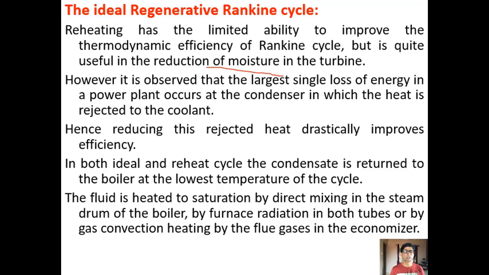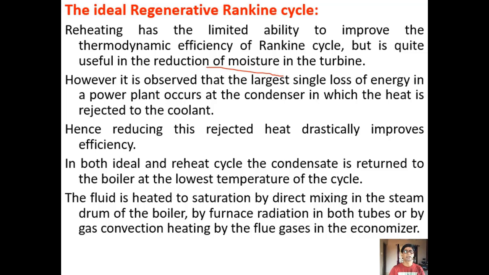However, it is observed that the largest single loss of energy in a power plant occurs in the condenser. You see H6 minus H1 if it is a reheat cycle, otherwise it is different terms. Okay, so in the condenser there will be the largest loss of energy, wherein the heat is rejected into the coolant. So hence reducing this heat rejected drastically improves the efficiency. Now you have to think of the way by which you can reduce the heat loss through the condenser.